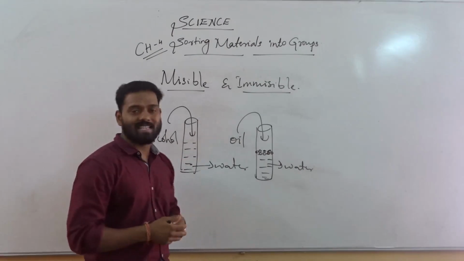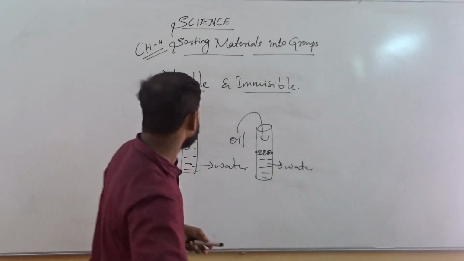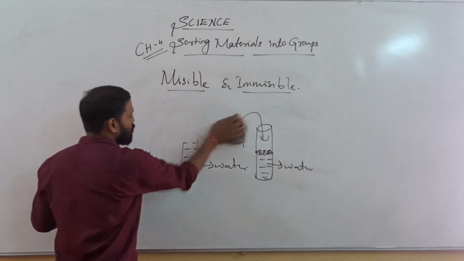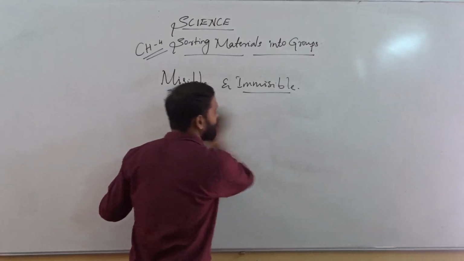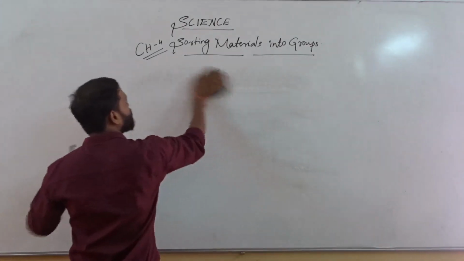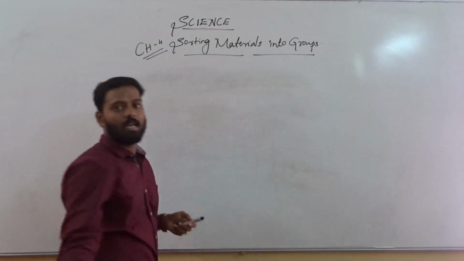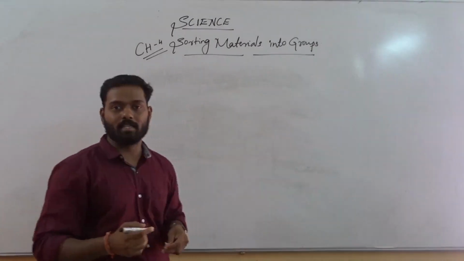In this way you can also classify the objects and materials around us. Okay, that is another classification: miscible and immiscible substances. After understanding miscible and immiscible substances, now I will move on to the next concept, the next classification of objects and materials. That is, we will move on to magnetic and non-magnetic materials.